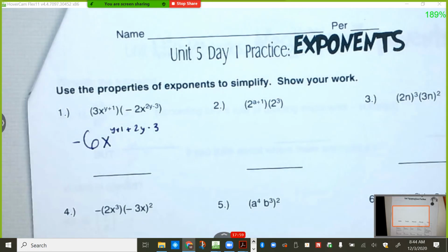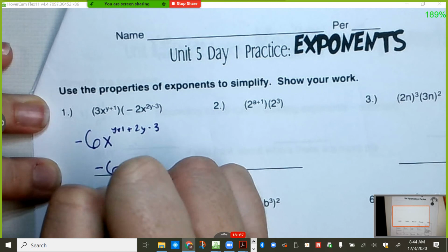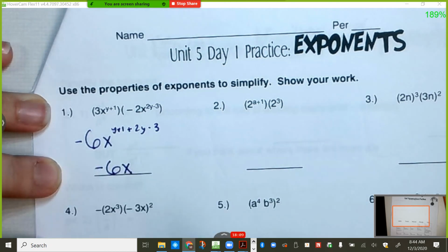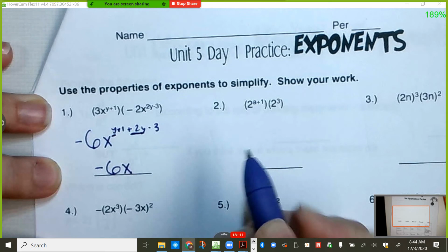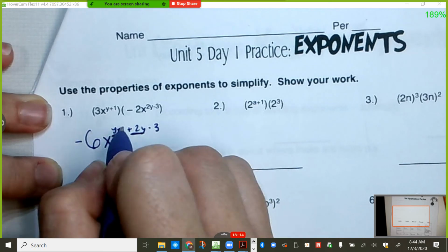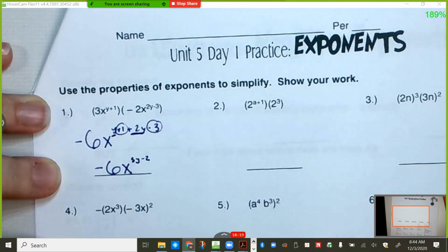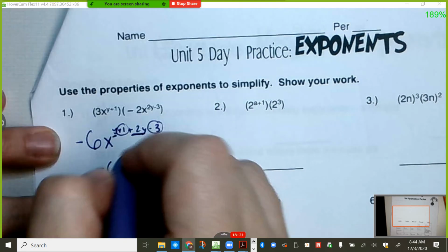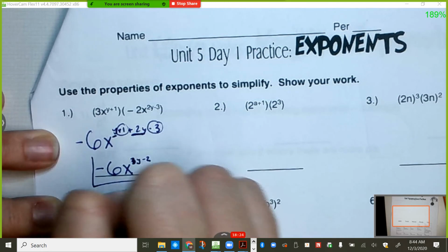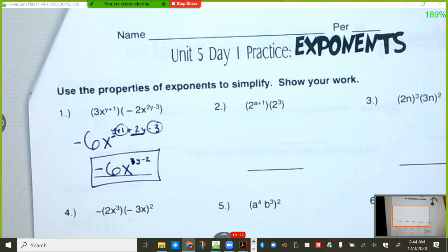How do you simplify that exponent? Just combine like terms, right? What's y plus 2y? And what's plus 1 minus 3? There's your answer. That's a 3, sorry. So it's negative 6 to the 3y minus 2 power. Okay? Did we treat it any different? No, it was just simplifying, though. Okay?